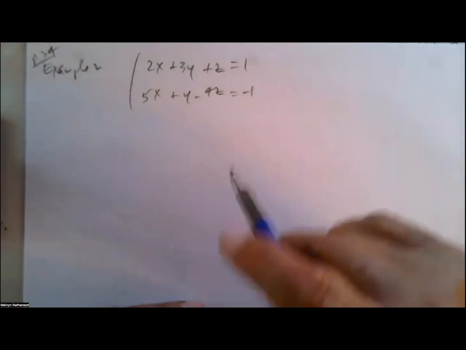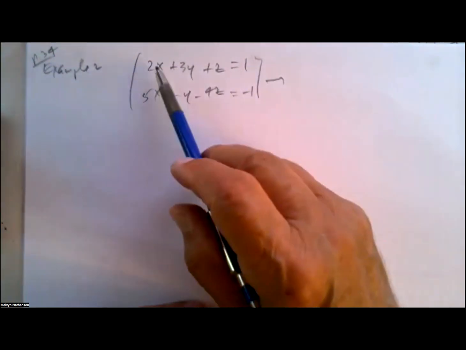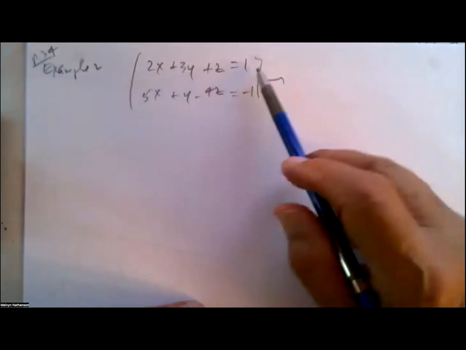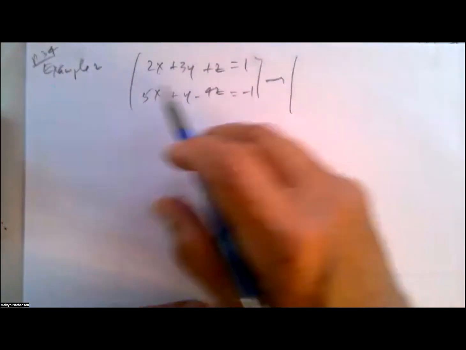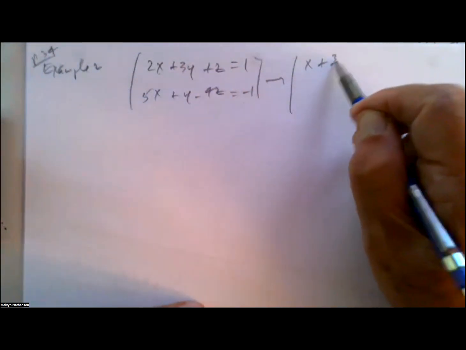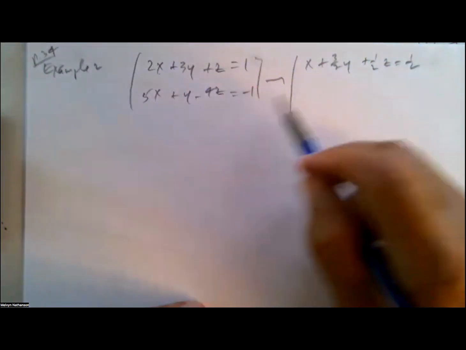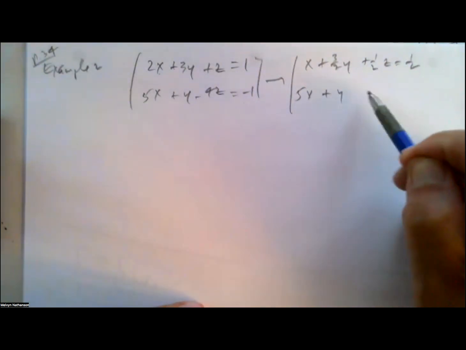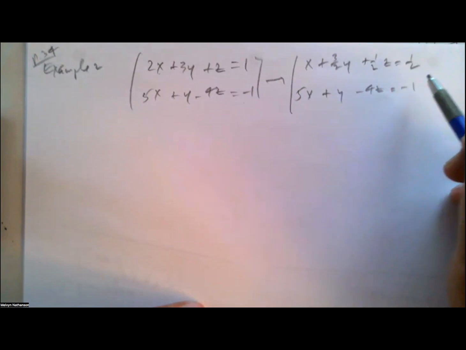So I can use the 3 operations that I'm allowed with Gaussian elimination. I can multiply an equation by a non-zero scalar. I can interchange equations, and I can add a multiple of one equation to another. So let me start. I want to get this coefficient of x to be a 1, so I'm just going to multiply the first equation by a half. If I multiply by a half, I get x plus 3 halves y plus 1 half z equals a half, and I don't touch the second equation.